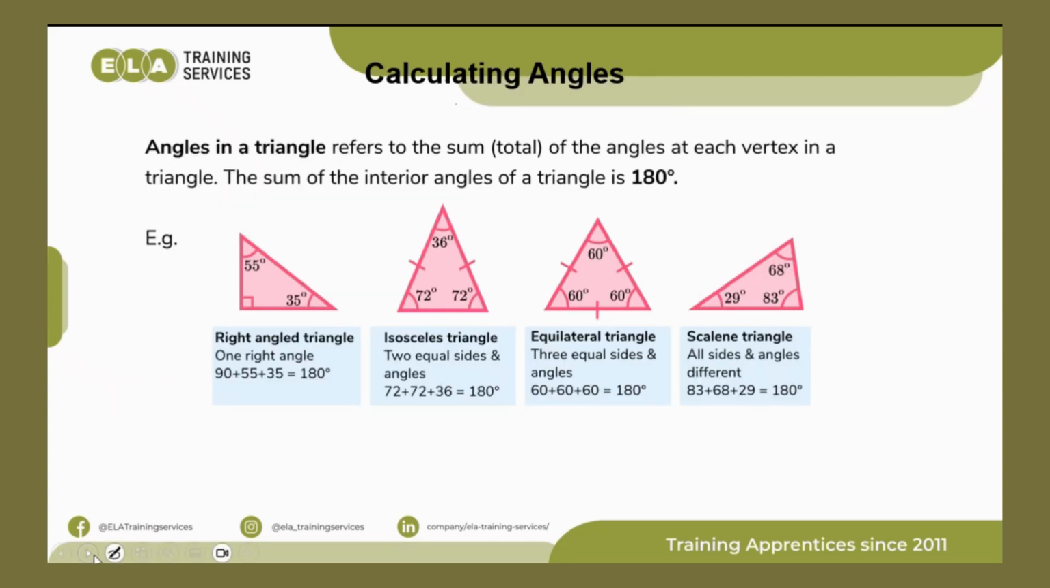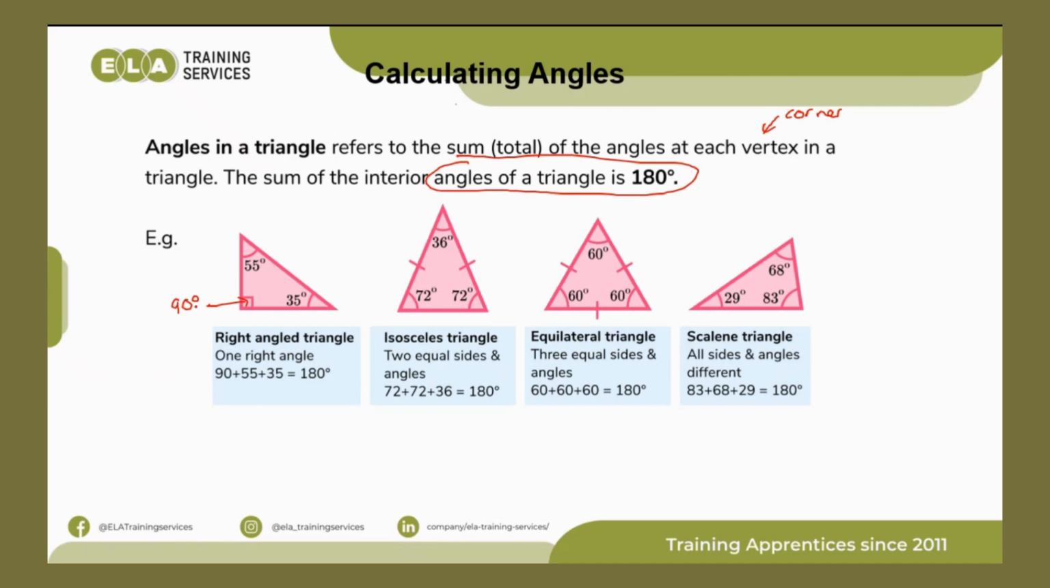So our last topic that we are going to be looking at today is the calculation of angles. So angles in a triangle refers to the sum or total of the angles at each vertex or corner in a triangle. The sum of the interior angles of a triangle are 180 degrees. So all you need to remember as one point with triangles for your exam is that they add up to 180 degrees. So first we have a right angle triangle, which you know is 90.